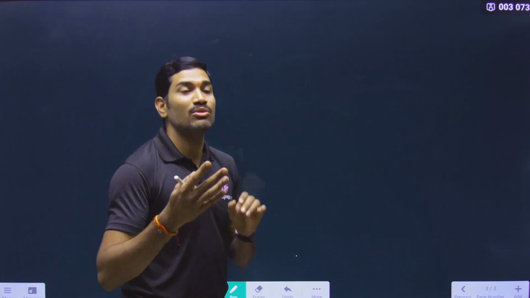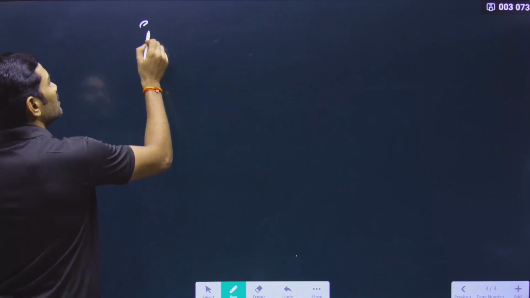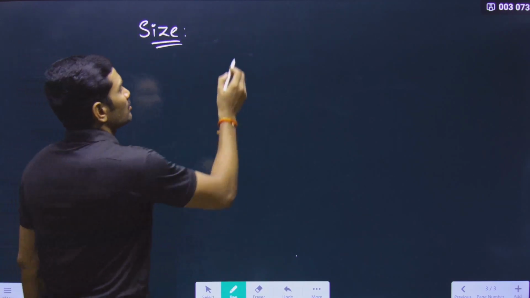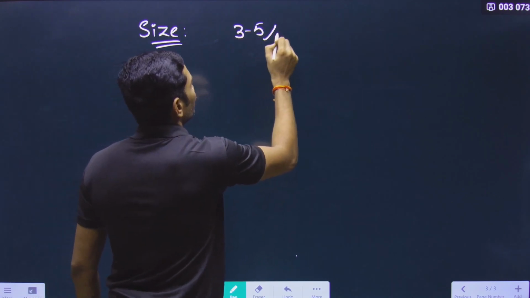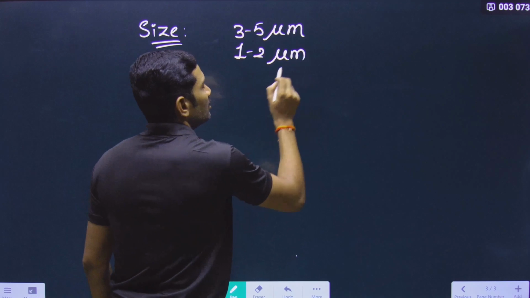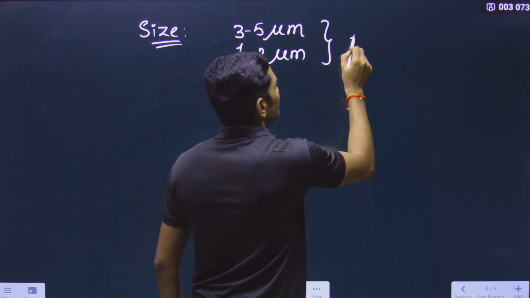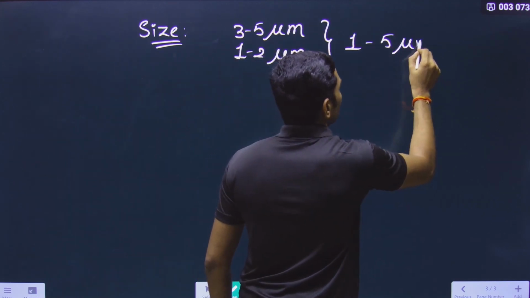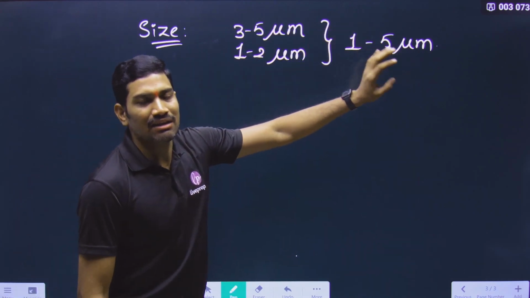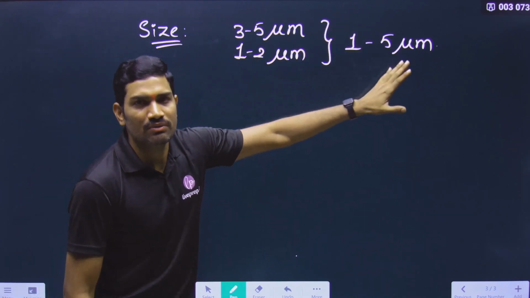And then they are talking about the size. Already we studied the bacteria size. In the theory part they have given 3 to 5 micrometers, and in the diagram they have given 1 to 2 micrometers. So that's why we have combined and written this as 1 to 5 micrometers. This is the size. Understood or not? This is the average size of a bacterium. This is what we are talking about.